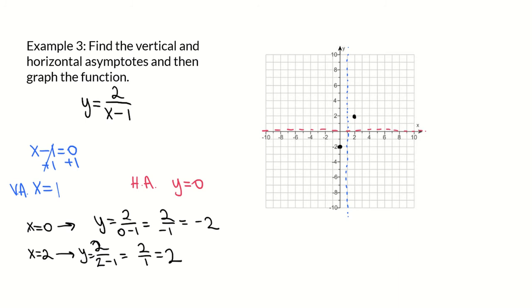And now we can sketch the graph with its 2 pieces, each approaching the asymptotes. And you could get a more accurate graph, remember, by plotting more points, but this is the general shape of this graph.